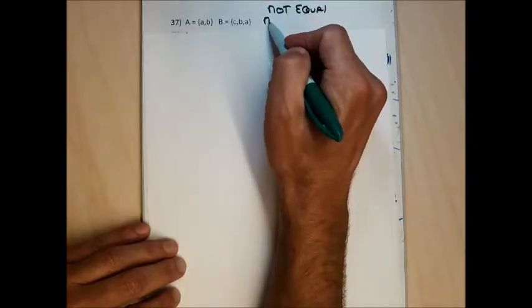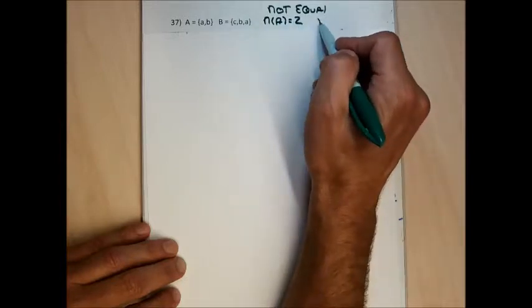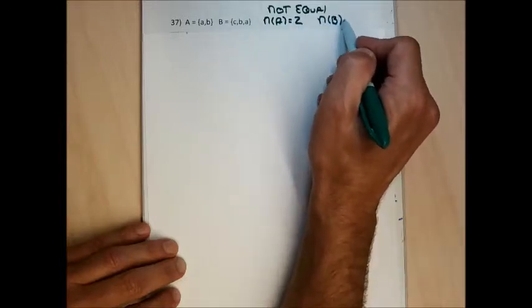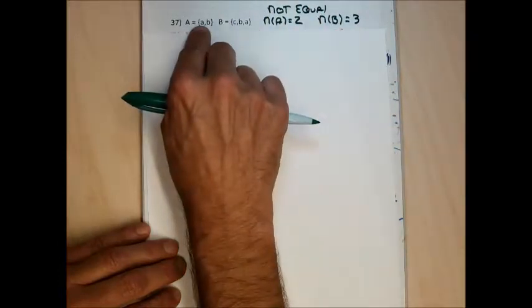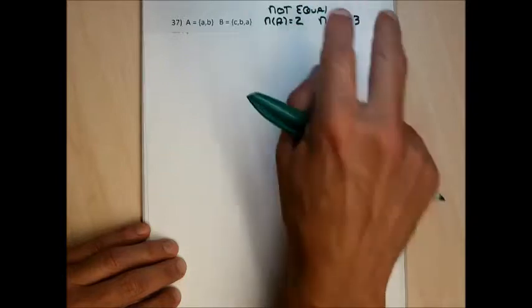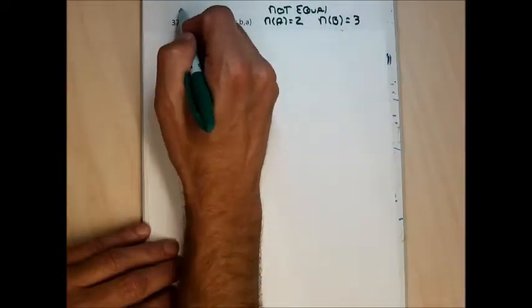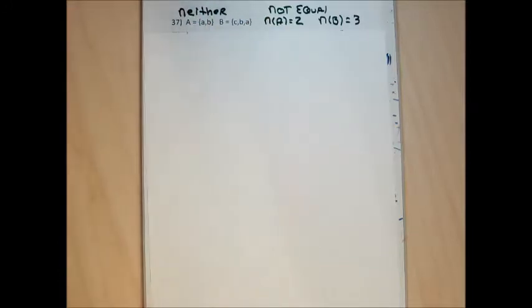And in order for them to be equivalent, the number of elements in set A, which is 2, would have to equal the number of elements in set B, which is 3. They're not equal because the first set is missing the C. They're not equivalent because one set has 2 elements, the other set has 3 elements. Your answer to number 37 is going to be a big old neither.